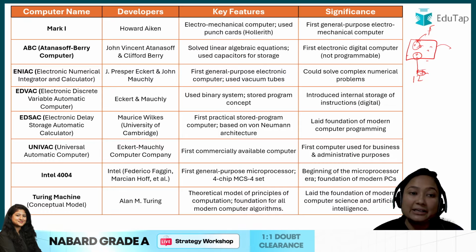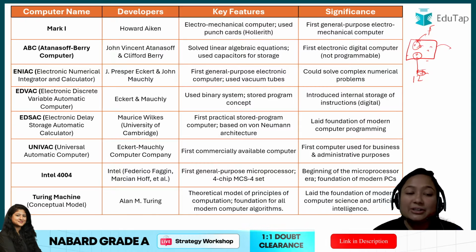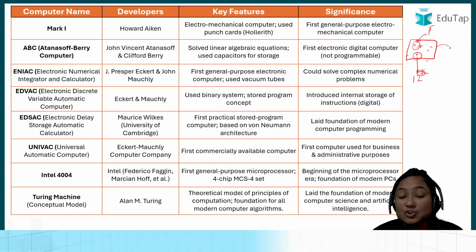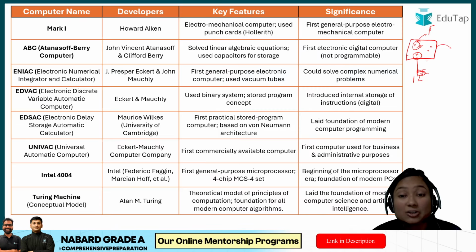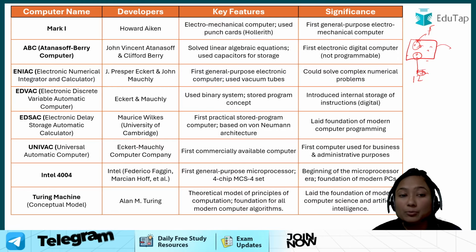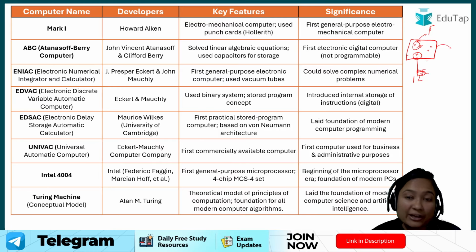Then we had ENIAC. ENIAC was Electronic Numerical Integrator and Computer. It was developed by J. Presper Eckert and John Mauchly. It was the first general purpose electronic computer and it had the component of a vacuum tube. With ENIAC we started using vacuum tubes.